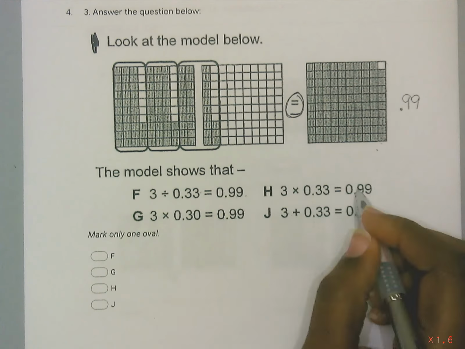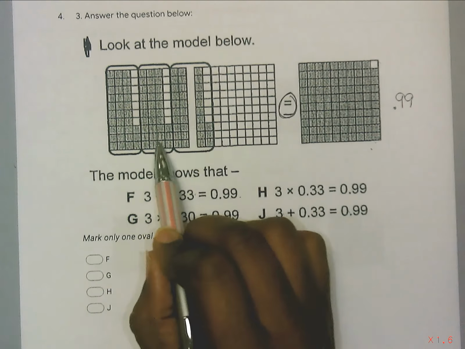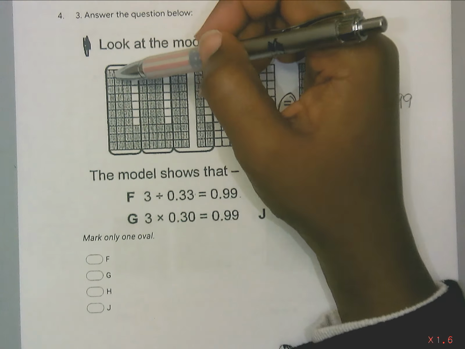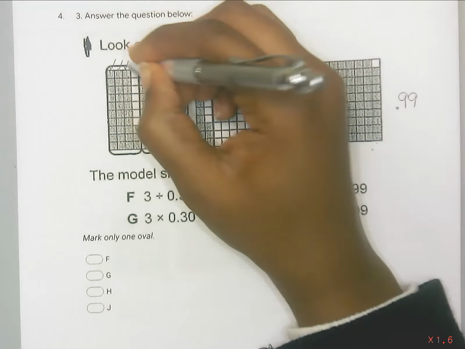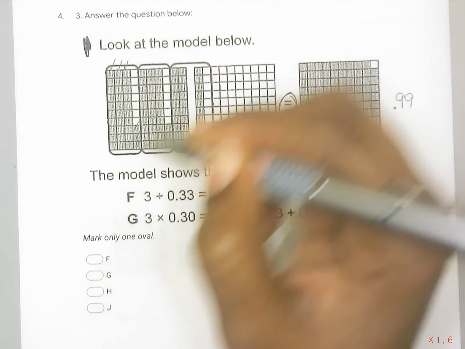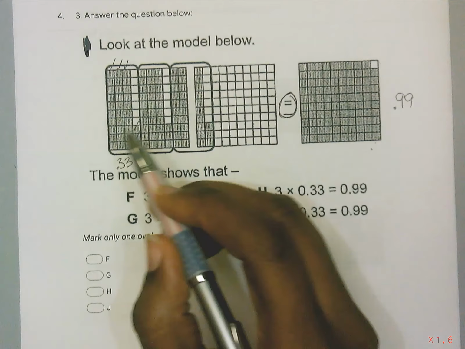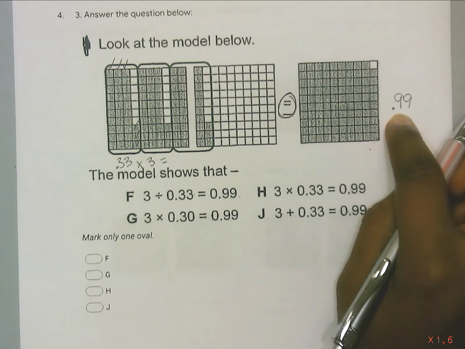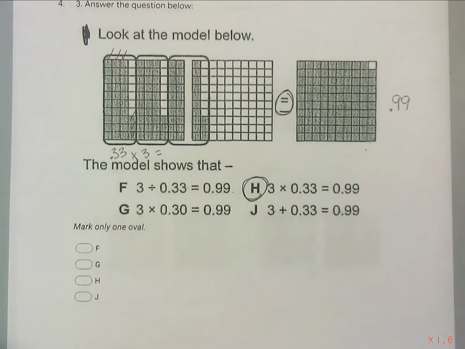Now they all have that as an answer. So how can I get 99 hundredths? Well, I noticed that they have 3 groups, and in each group they have 10, 20, 30, 31, 32, 33 hundredths shaded 3 times to get my answer 9900. So that means my answer is H.